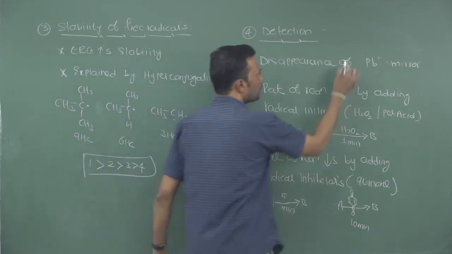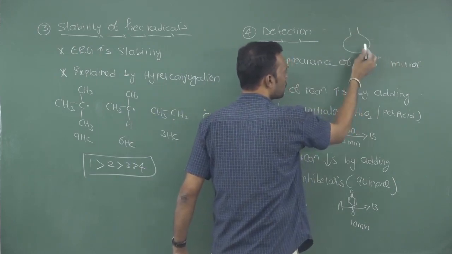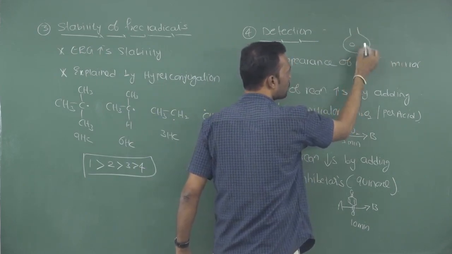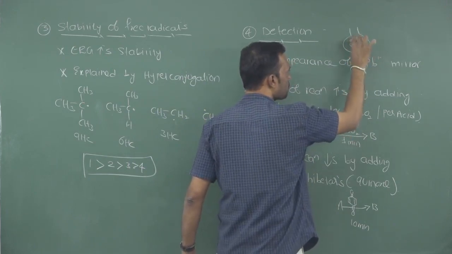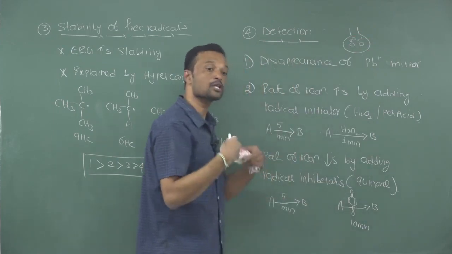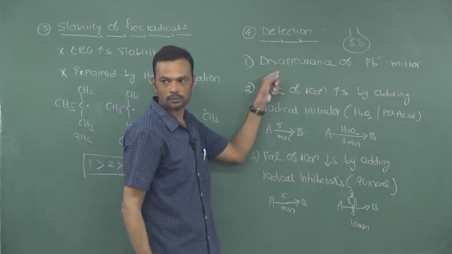I am taking a vessel, and in that vessel a reaction is going on. At that time I add a small mirror, a lead mirror. Now suppose radicals are generated; these radicals and the mirror will collide together and the mirror will disappear. When the mirror disappears, it is a radical mechanism.